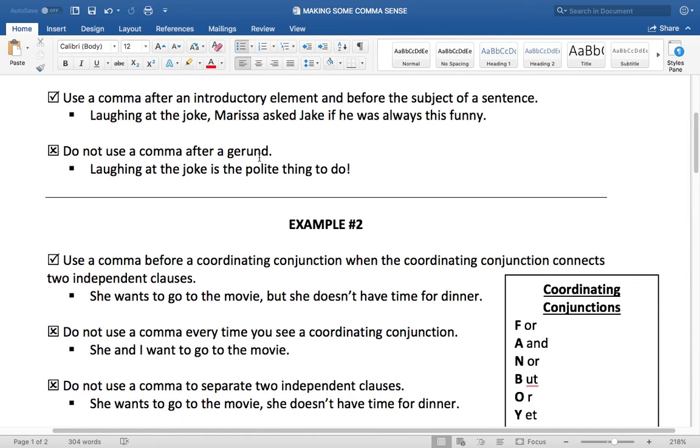But you don't use a comma in this case. You don't use a comma after a gerund. So laughing at the joke is the polite thing to do. In this example, laughing at the joke is used as the noun, as the subject of the sentence. It's considered a gerund. And the sentence would not make sense if we took away this element. So you don't want to use a comma here. It's not an introductory element. Right? And there's also something that we discussed last week in this example with an indirect question. So Marissa asked Jake if he was always this funny, and as you noticed from last week, we're ending this with a period and not a question mark because it's an indirect question.